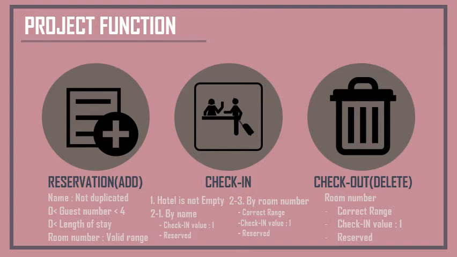When making a reservation, you enter the name and the number of people who made the reservation, the length of stay, and the room number. There are a lot of precautions at this time. When entering a name, the name should not overlap with other guests on the existing guest list. Therefore, the entered name should be checked for duplicate names, and if the name is duplicated, a different ID should be entered.